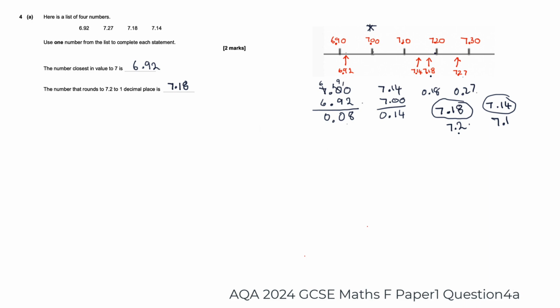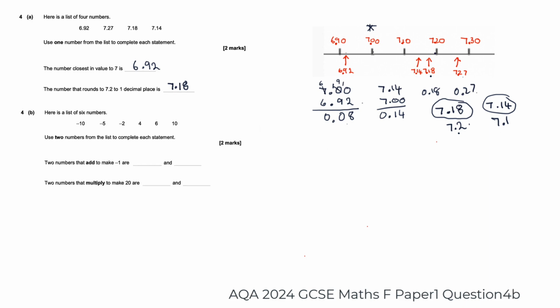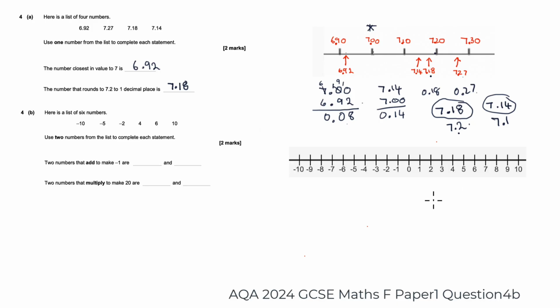So there's part A. Let's move on to part B. And we're given a list of numbers. Now they're all between negative 10 and 10, and we're asked to use 2 of these numbers from each list to complete each statement. Now, first of all, we have to find 2 numbers that add up to make negative 1. Again, let's have a look at a number line.